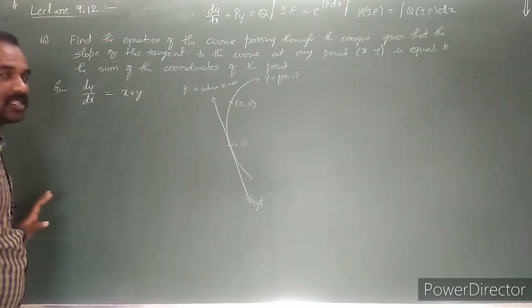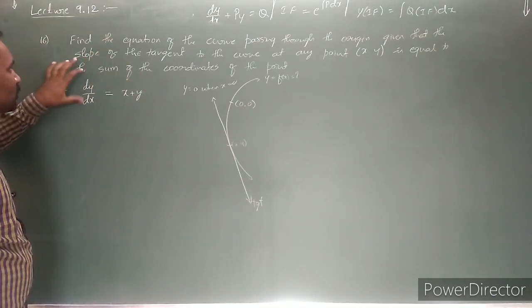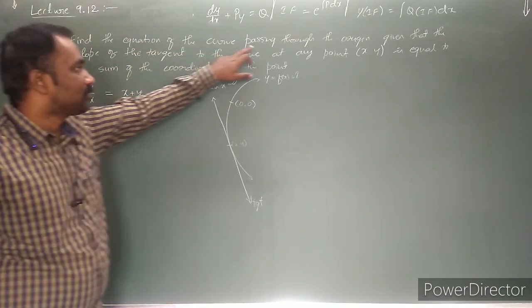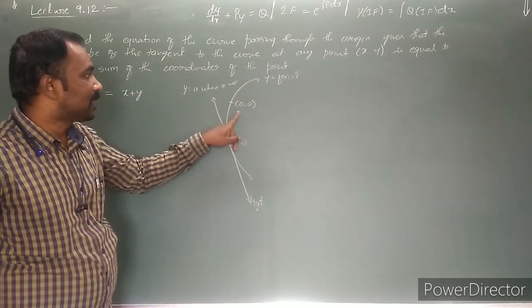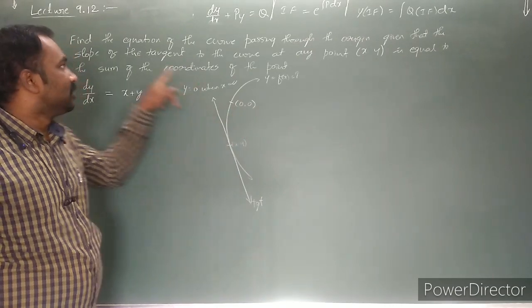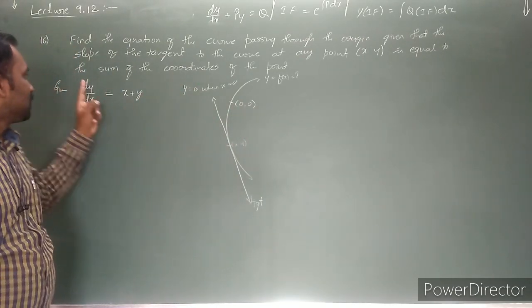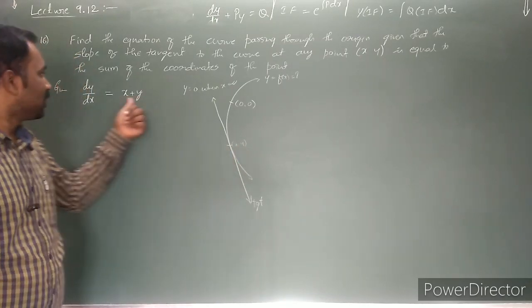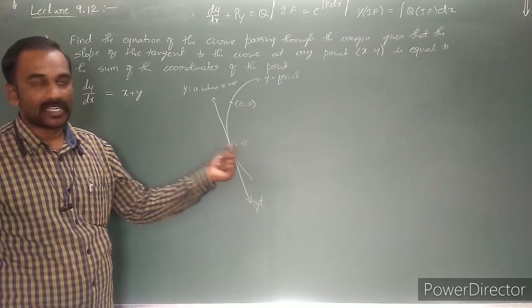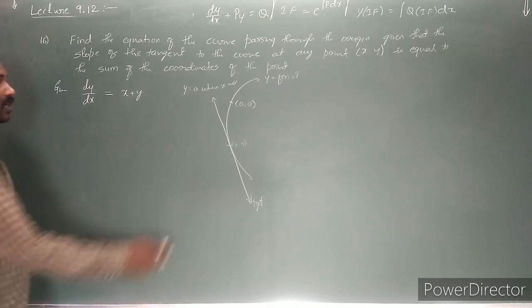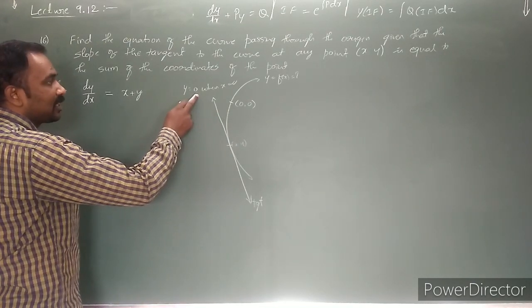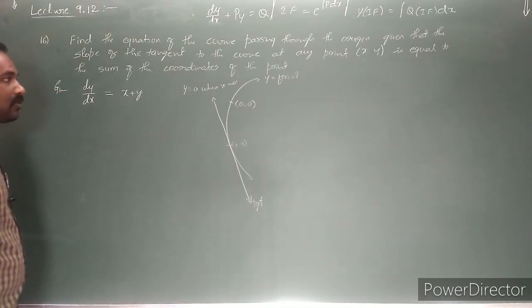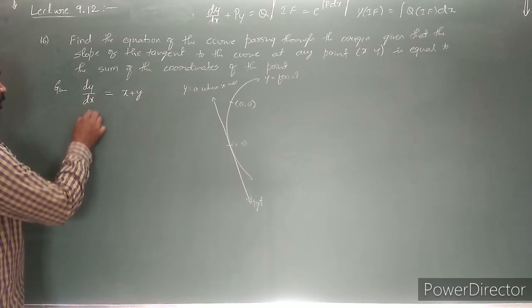According to the words, I will restate the question. Find the equation of the curve which passes through the origin, and the slope of the tangent to the curve, dy by dx at any point x, y, is equal to the sum of the coordinates, x plus y. Passes through the origin means the given condition is y is equal to 0 when x is equal to 0. Solve this one.